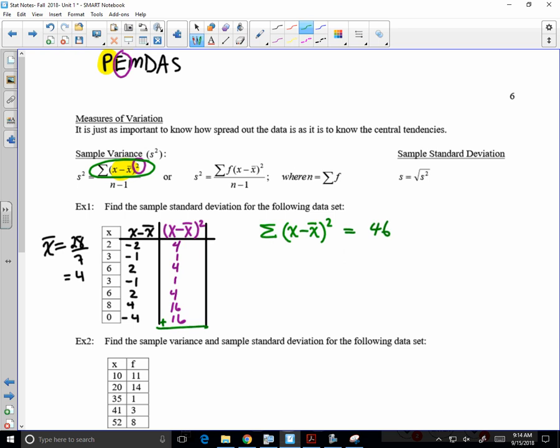10, 14, 30, I think so. Then we're going to divide by n minus 1.